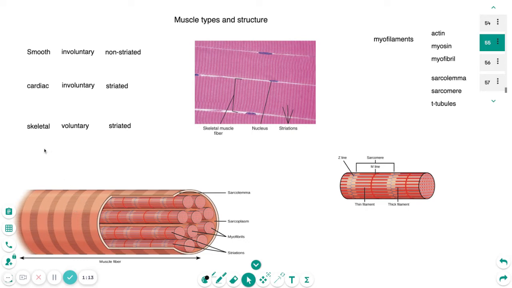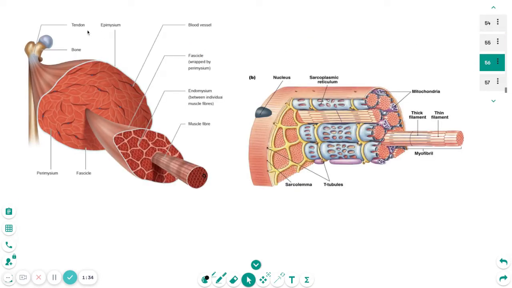Right, so I said we'll focus on skeletal and how it's made up. So in order for me to describe the different parts to skeletal muscle and why it looks the way it does, we have to discuss actin, myosin, myofibrils, sarcolemma, sarcomere, and T-tubules. All right, let's have a look at a muscle. So muscle is connected to bone via a connective tissue called tendon, and it's quite a big tissue there.